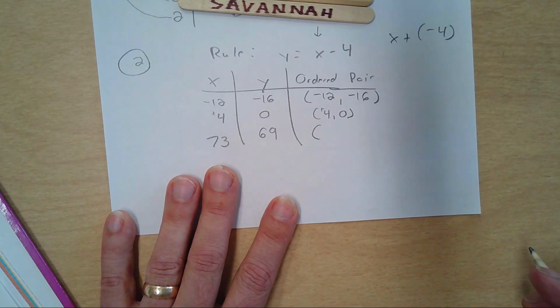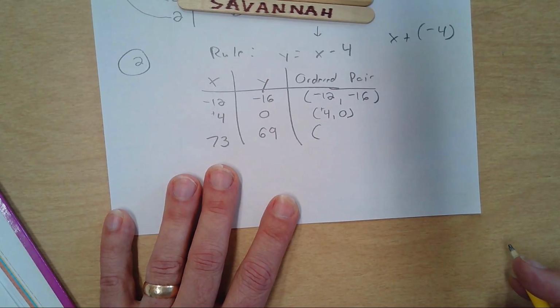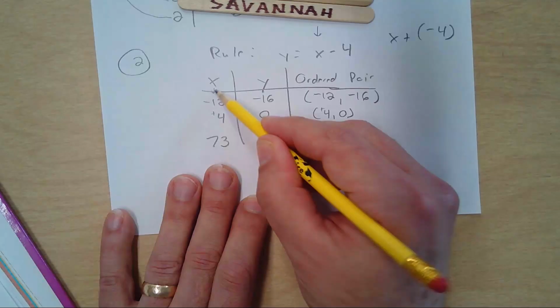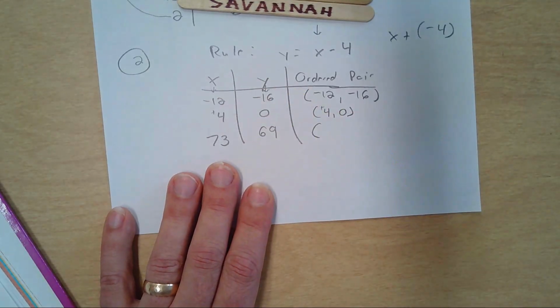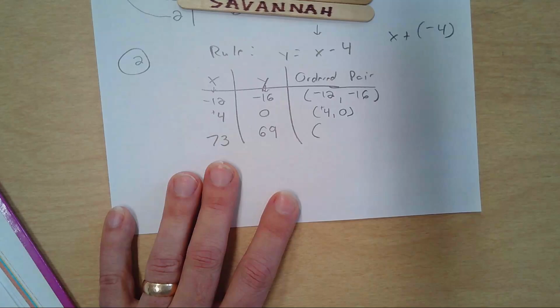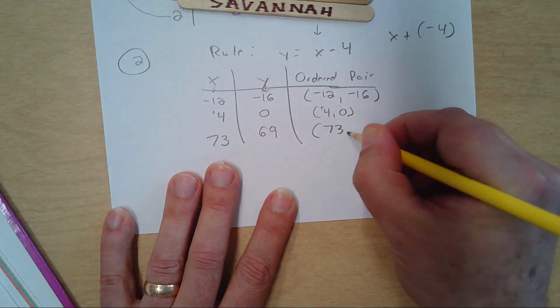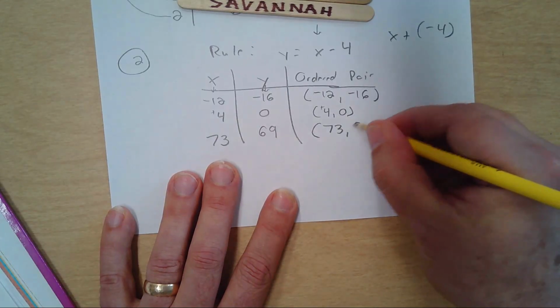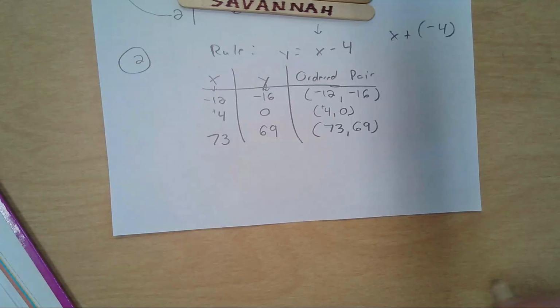What's my x value? Negative 7. X value is right here. There's my x, there's my y. So what's my x value? 73, so I write that first, and then a comma. And then what's my y value? 69. 69, right. Same thing as my solution here.